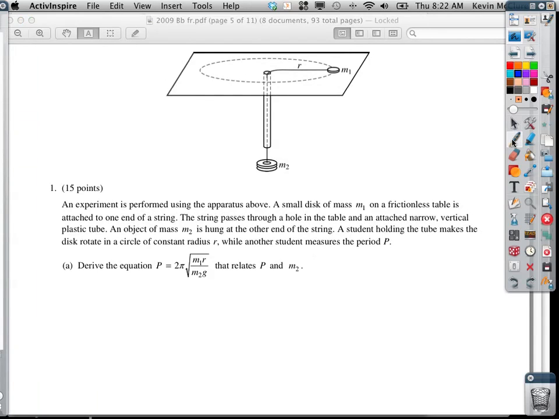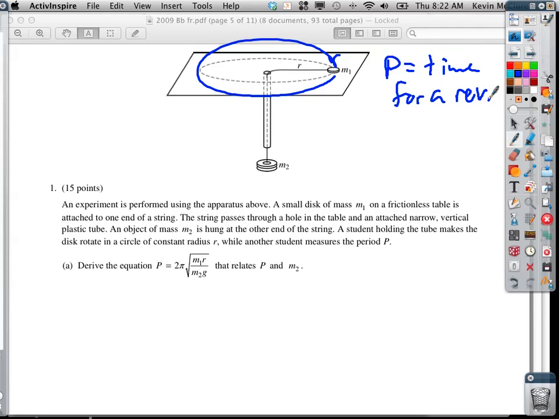All right. So this says, derive the equation P equals this, that relates P and M. Period is the time it takes to go around, the time for a revolution. And we know that for any object to move, it has to have some velocity v, and that velocity v is what's keeping this up.